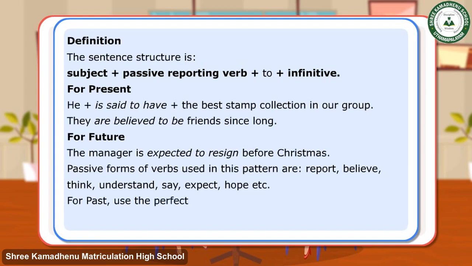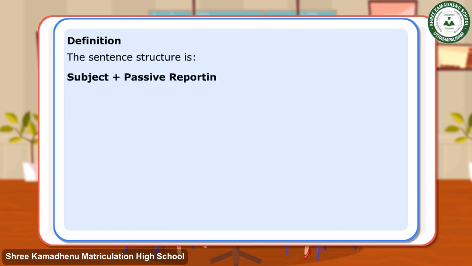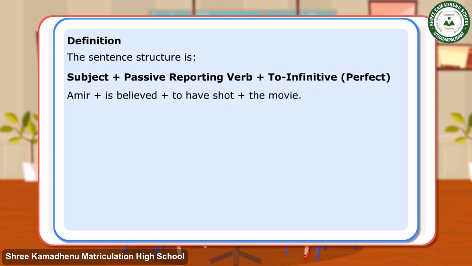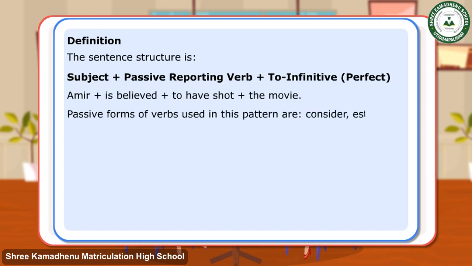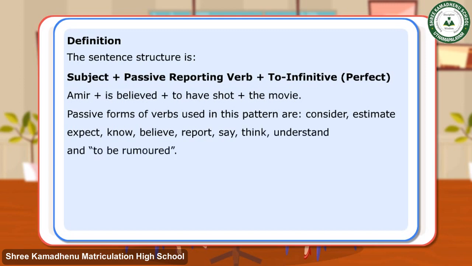For past, use the perfect infinitive: to have been, to have seen, to have done. Subject plus passive reporting verb plus to plus perfect infinitive. Amir is believed to have shot the movie. Passive forms of verbs used in this pattern are consider, estimate, expect, know, believe, report, say, think, understand, and to be rumored. Let's have a look at these sentences.